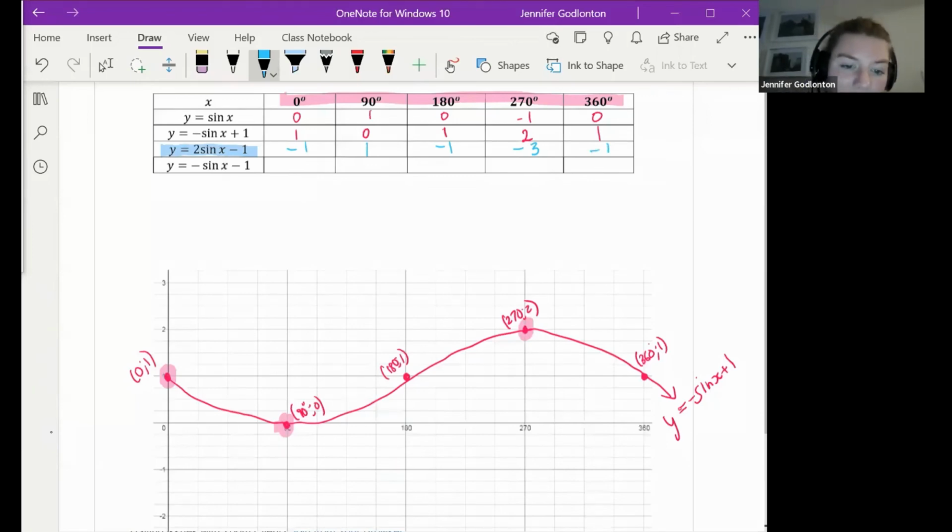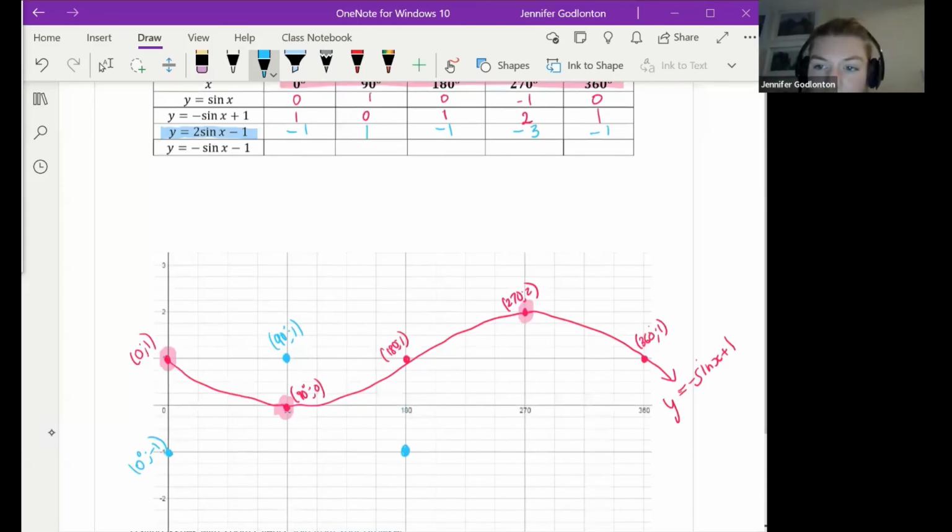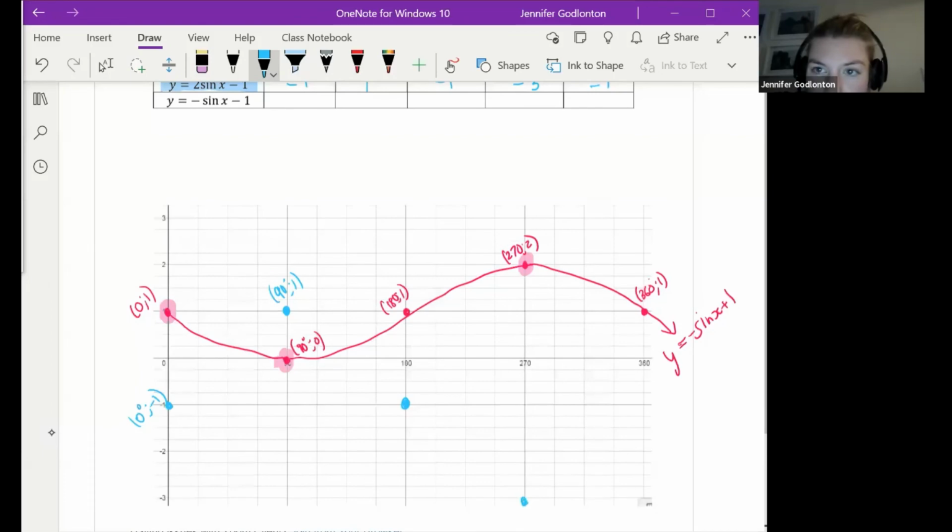So at 0 degrees, it's -1. Then at 90 degrees, it's 1. At 180 degrees, it's -1. At 270 degrees, it's -3, all the way down here. And then at 360, it's -1. So we're going to go up, curve at 90 degrees, go all the way down to our minimum down here, and then go right back up to that -1. And this is going to be y is equal to 2 sine x minus 1.